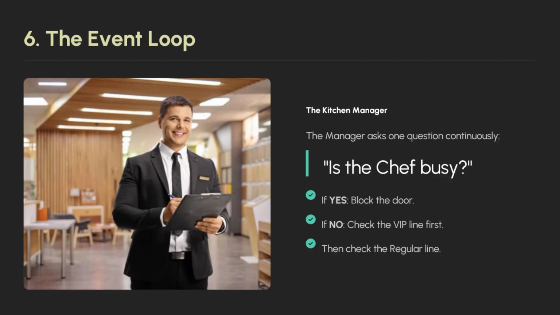The manager has one simple job. He looks at the chef and asks, are you busy? If the chef is cooking, the manager blocks the door. No new tasks are allowed at that point. But when the chef is free, the manager checks the VIP line for the microtasks first. He lets all the VIPs in. Only when the VIPs are gone and done does he let the regular timer macro task in. This loop checks the chef, checks the lines, and happens thousands of times a second. This is the event loop.